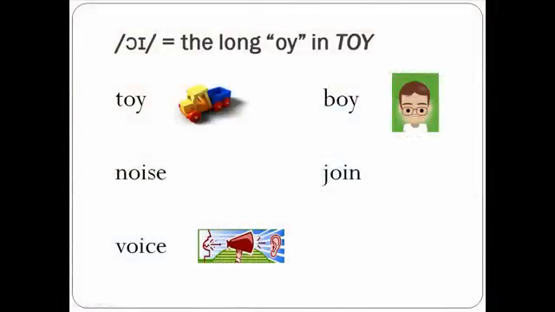It may help you to know that we're using a slight Y sound, y, to make this glide possible. Oi. The sound is written as OY or OI. Let's first practice oi as an open sound, as in toy, boy. And now let's follow the sound with a voiced consonant. Noise, join. And now we'll practice the sound followed by a voiceless consonant. Voice.